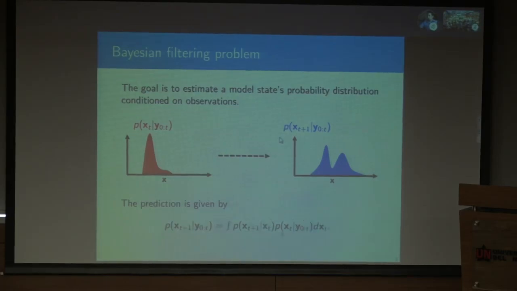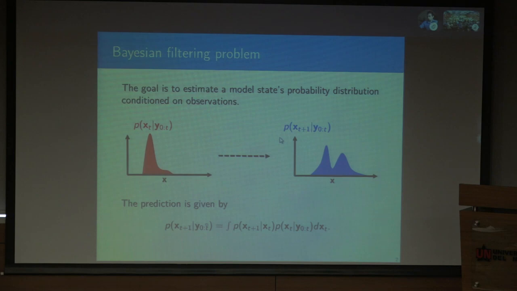And the prediction step is given by this integral here, which transitions this posterior density to our forecast, or we could just call it our forecast PDF, which I'm showing right here. It tells us essentially what's going to be the prior for the next step of this Bayesian filtering process. And so this is mathematically how you represent that.